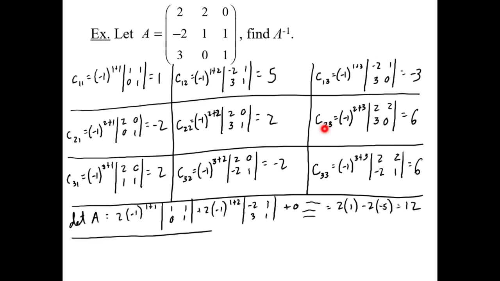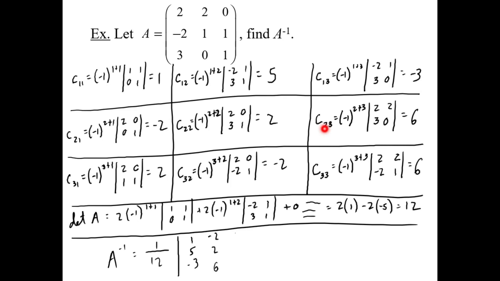Okay, so finally, A inverse is going to be 1 over that determinant of A, so 1/12, times C transpose. Now again, those 9 entries that I created are C, so the first row of C becomes the first column of C transpose. Second row becomes the second column. Third row becomes the third column. And there's my inverse.